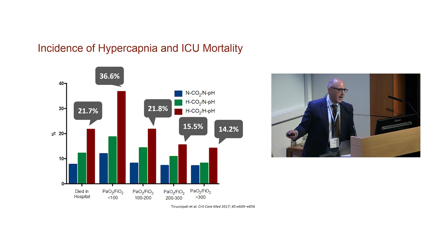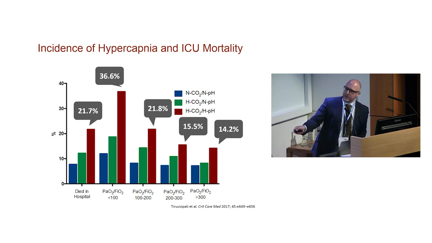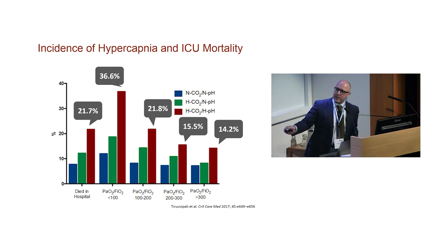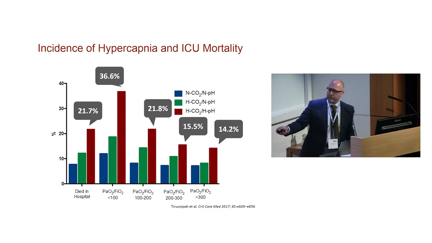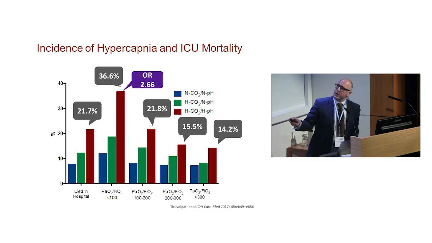And this is interesting. Now, I've color-coded that for you, but essentially you start from low to high: blue, green, and brown. That means normocapnia with normal pH, hypercapnia compensated with normal pH, and this is the hypercapnic acidosis. And you don't need any statistics there to say that when you go from normal to acidosis, mortality increases, for all groups of PF ratio. And the odds ratio of death is almost 3 times, if there is an acidosis and a hypercapnia.